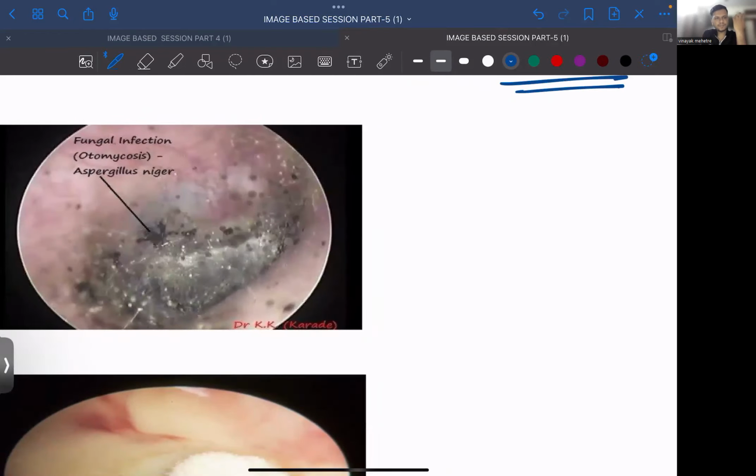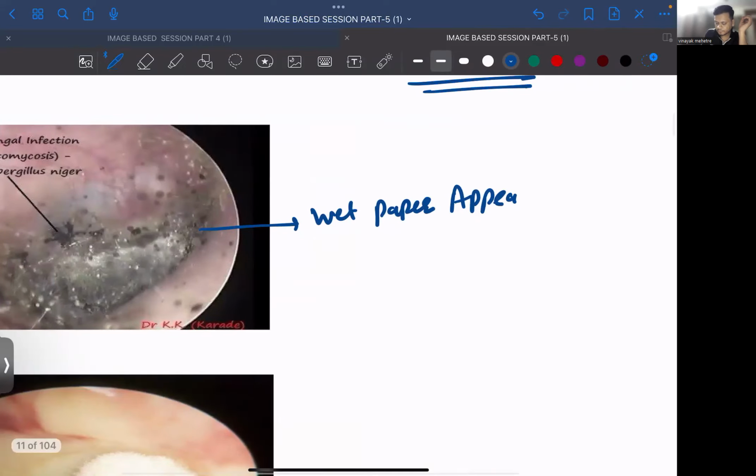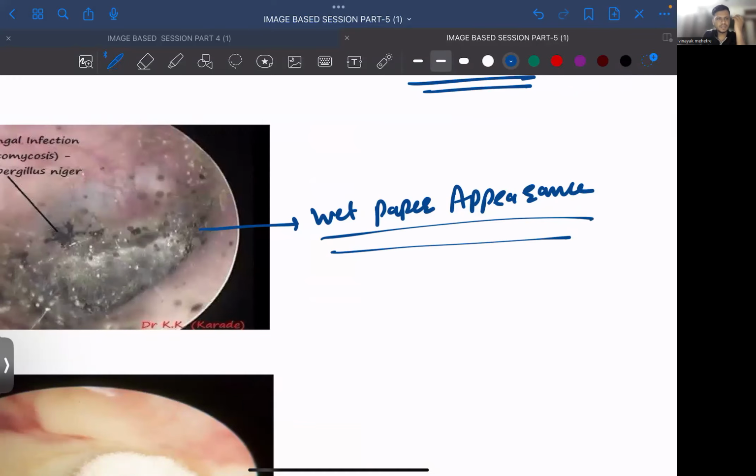If you take a newspaper and put it in the water, how will it look? Black and white. The same we will see over here. This is what we call wet paper appearance. Most common cause of this? Anyone? Aspergillus niger. Aspergillus niger is the most common cause of this.